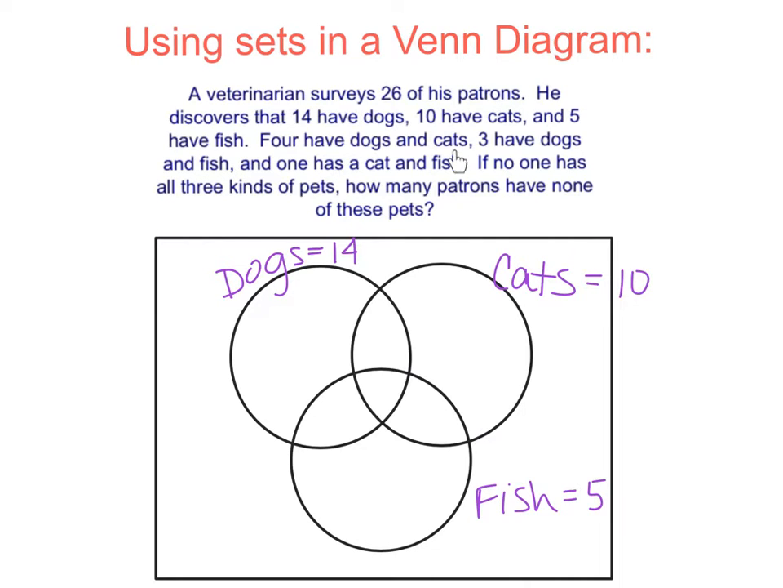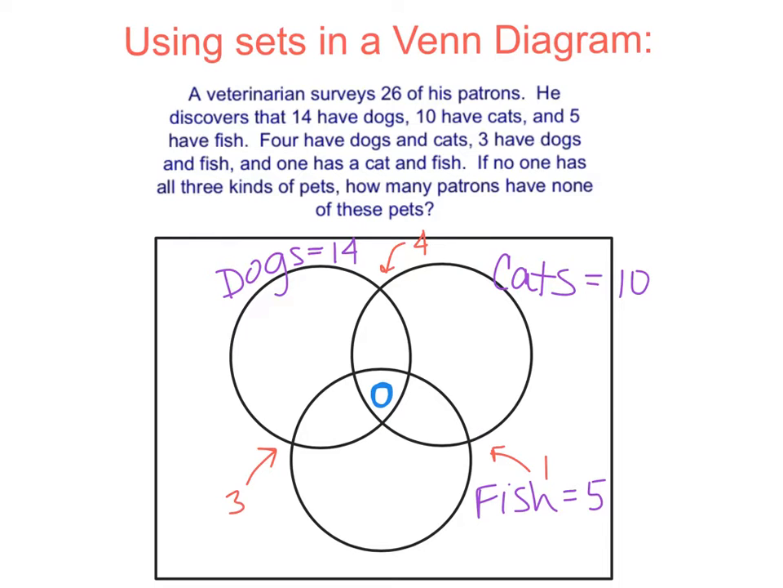Now, 4 have dogs and cats, so this overlapping region here is going to add up to 4. 3 have dogs and fish, so 3 is going to go in there. And then 1 has a cat and a fish. How they do that, I don't know. But the one number that I do know for sure is that no one has all 3 kinds of pets. So there is nobody in here.